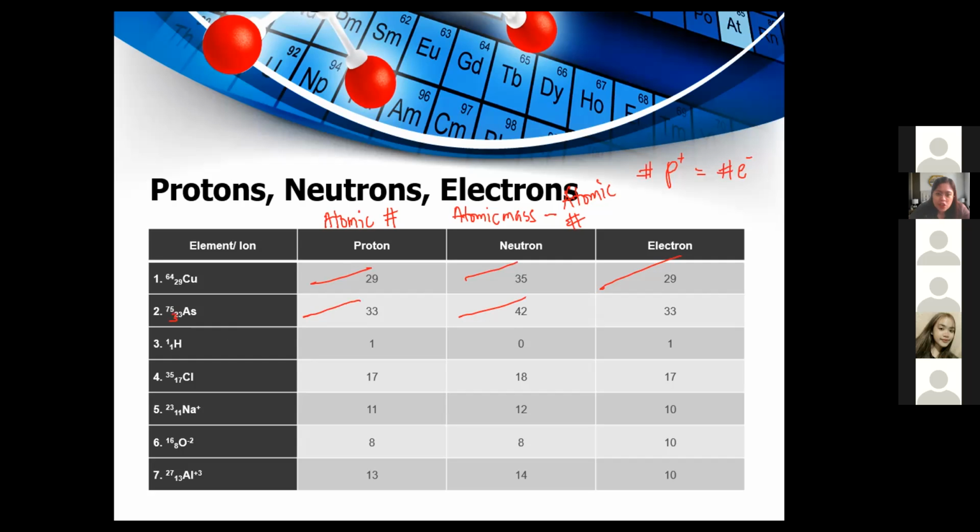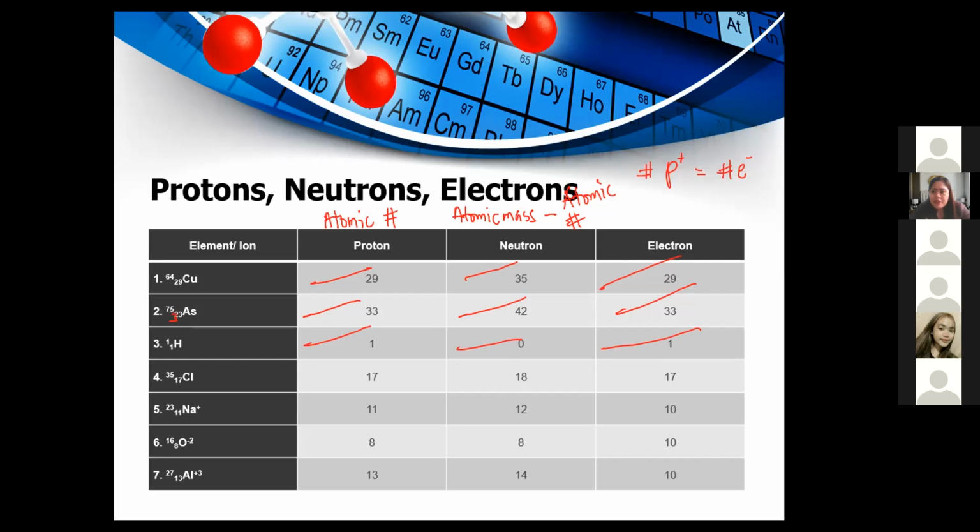And without charge, so the same lang ang number of electrons. For hydrogen, you have one automatically here because of the atomic number, which is 1. And since the same ang atomic number and atomic mass ni hydrogen, so this is automatically 0, 1 minus 1. And then lastly, no charge, so 1 din for the number of electrons.